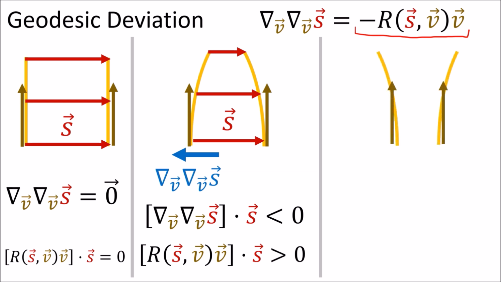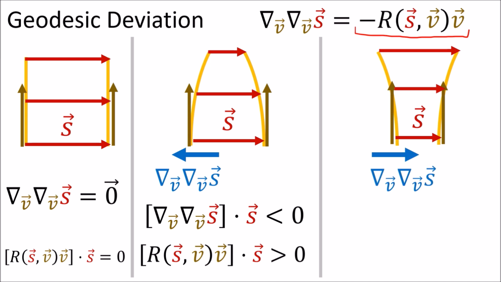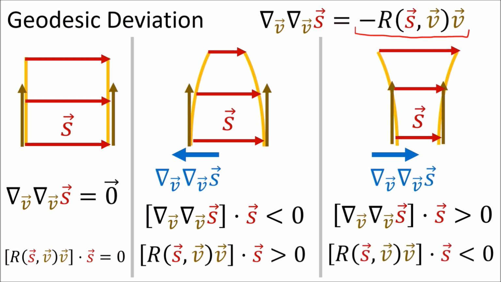Now, in this other case, the geodesics are accelerating apart, meaning the separation s vectors are getting bigger and bigger. This means that the acceleration of the s vector points toward the right, because the s vectors are getting larger and larger pointing towards the right. This means that the geodesic deviation vector dotted with the s vector is positive, or in other words, the Riemann term dotted with the s vector is negative.